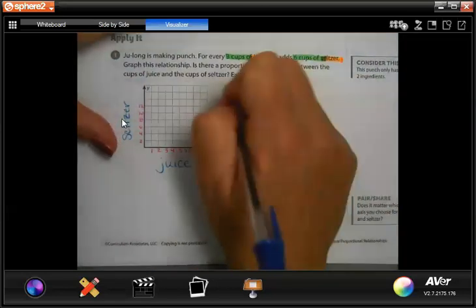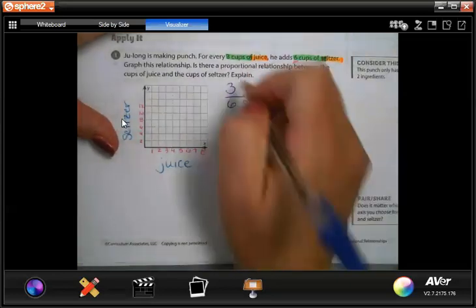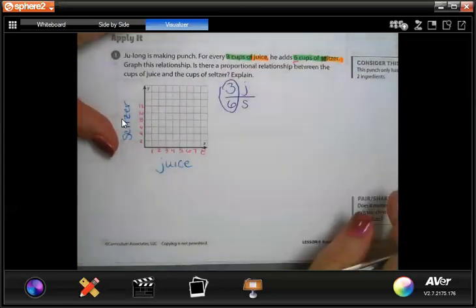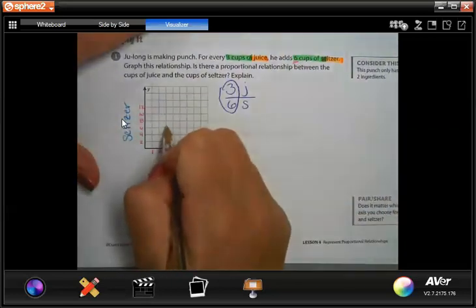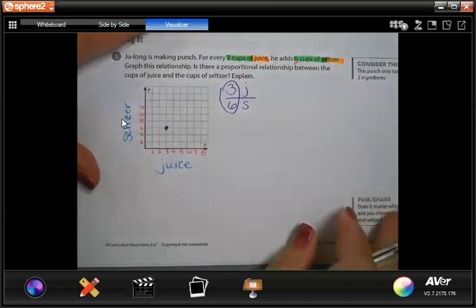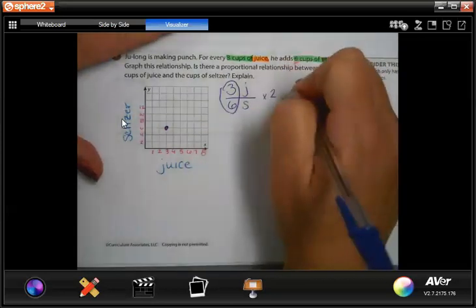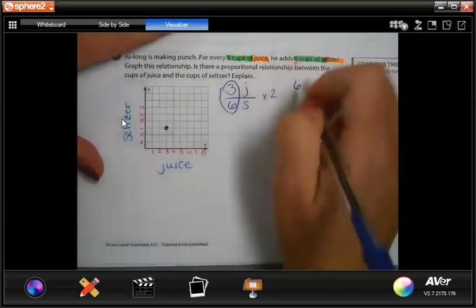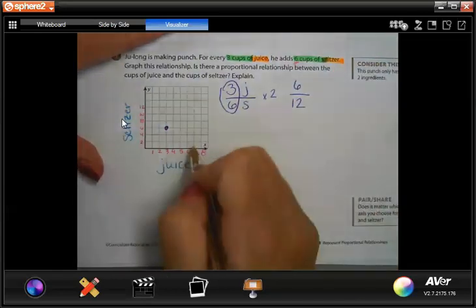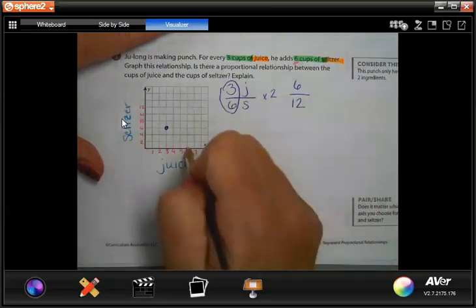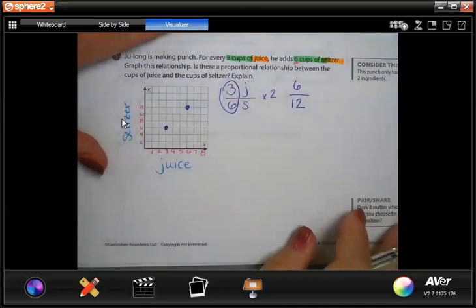I know there's 3 cups of juice for 6 cups of seltzer. This is an ordered pair. So 3 cups of juice for 6 cups of seltzer. Now watch this. If I double both of these, I would get 6 cups of juice for 12 cups of seltzer. So let's graph that. 6 cups is here, 12 cups is here. And that's where that dot goes.